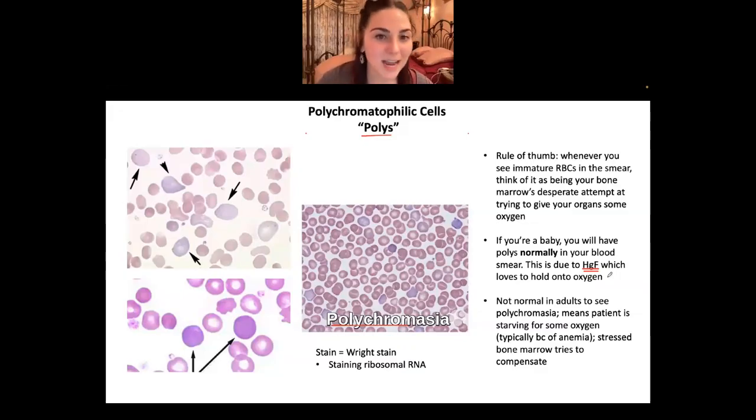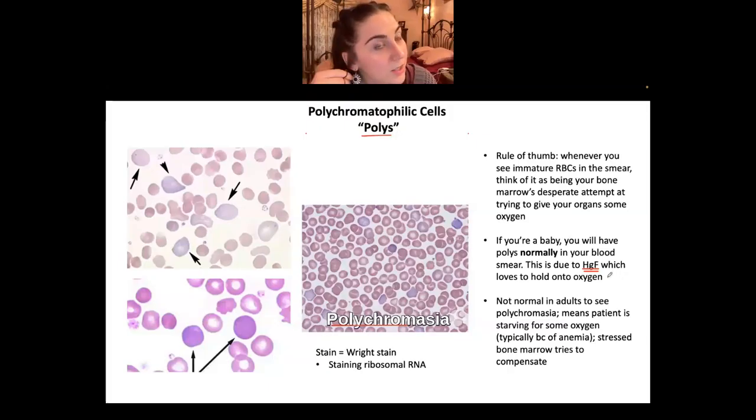Totally normal, because technically the hemoglobin F that makes up the red cells in the baby is not releasing the oxygen at the organs. So the body's like, all right, let me throw out some polys in this baby. So they're totally normal. Could kidney cancer also have polys if the tumor is secreting EPO?